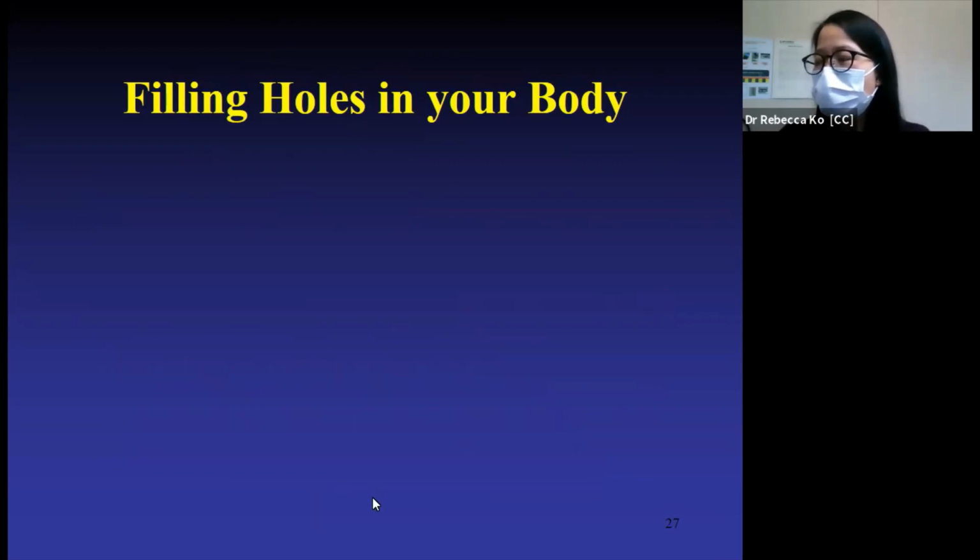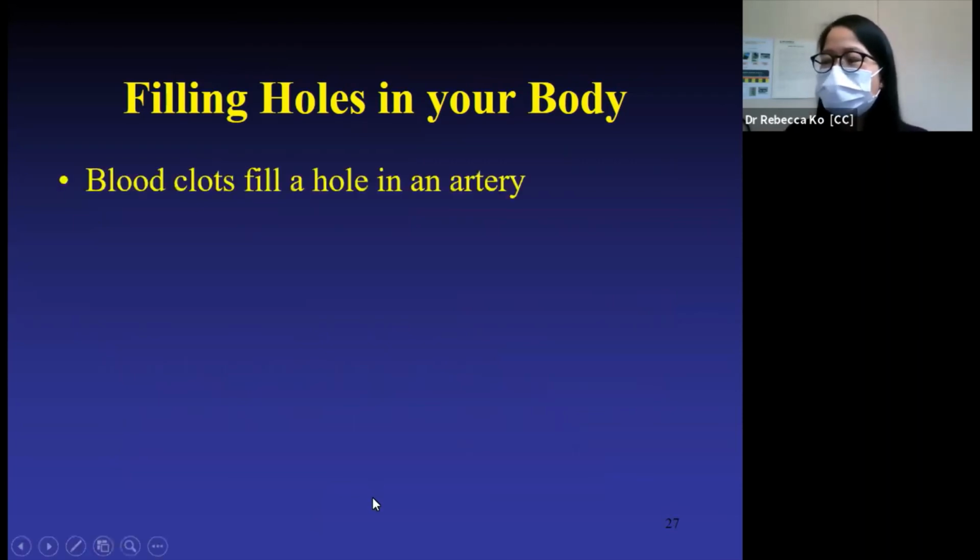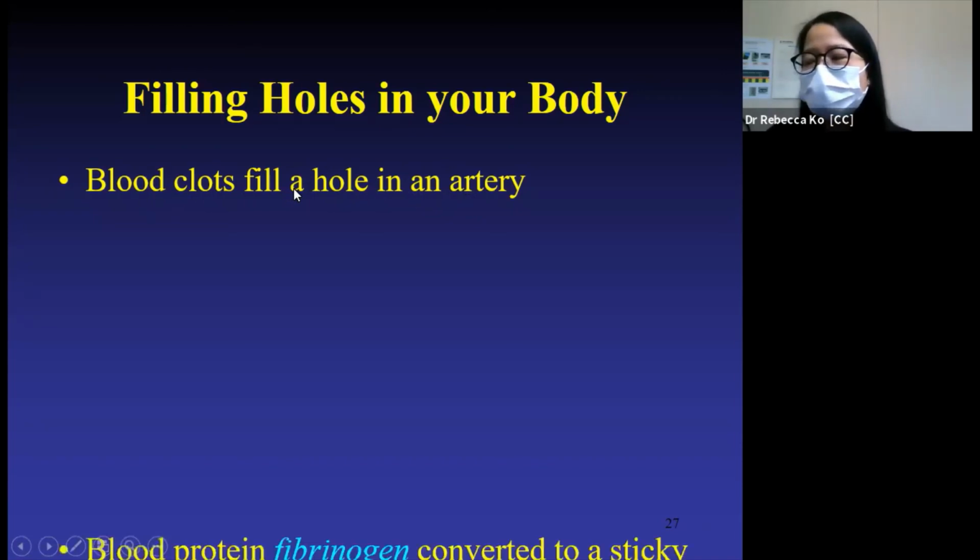I would say the idea is simple, and it works automatically. We do not need to press any button inside our body and say, stop bleeding, please. No need. We can control it by ourselves. So blood clots fill the hole in the artery. Let's say there's suddenly a hole in the artery that's bleeding, and then the blood clots will fill the hole. How is it done?